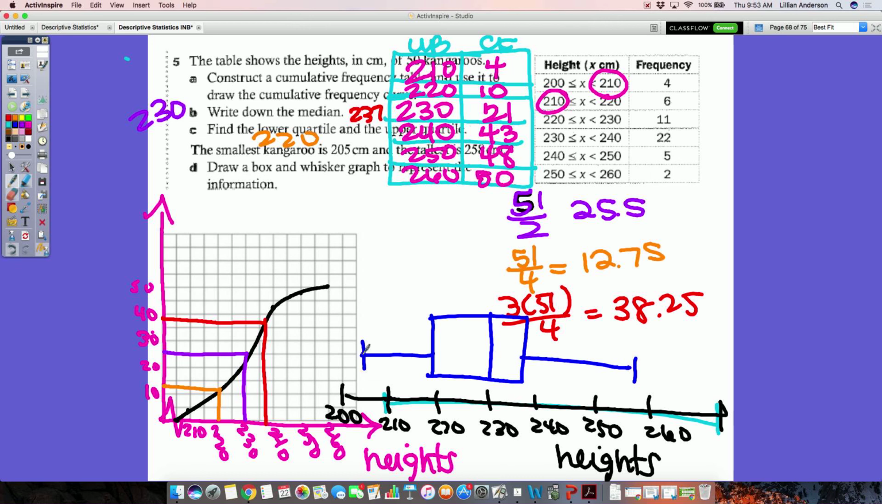What's 258 in feet? Outside my head, no, because I don't know conversion.